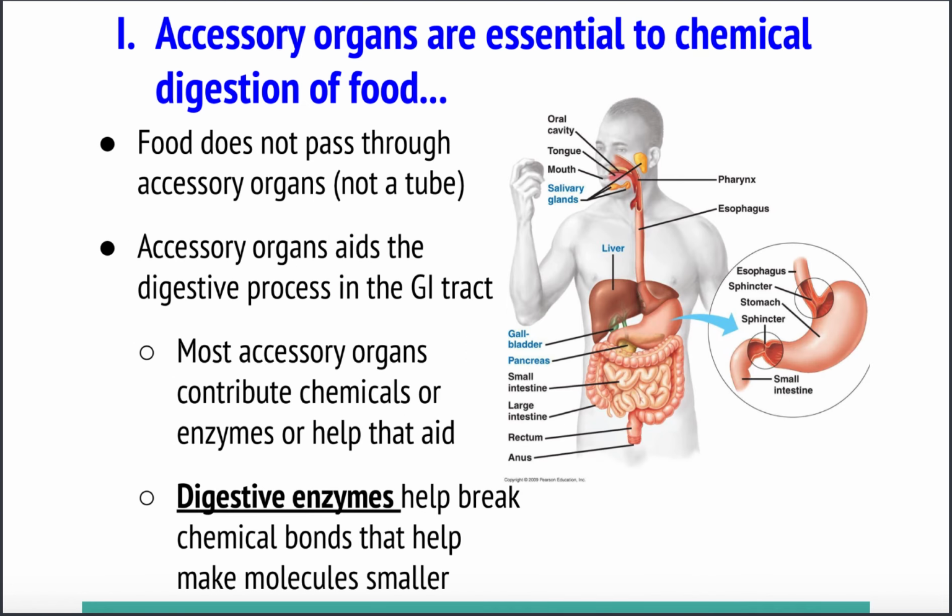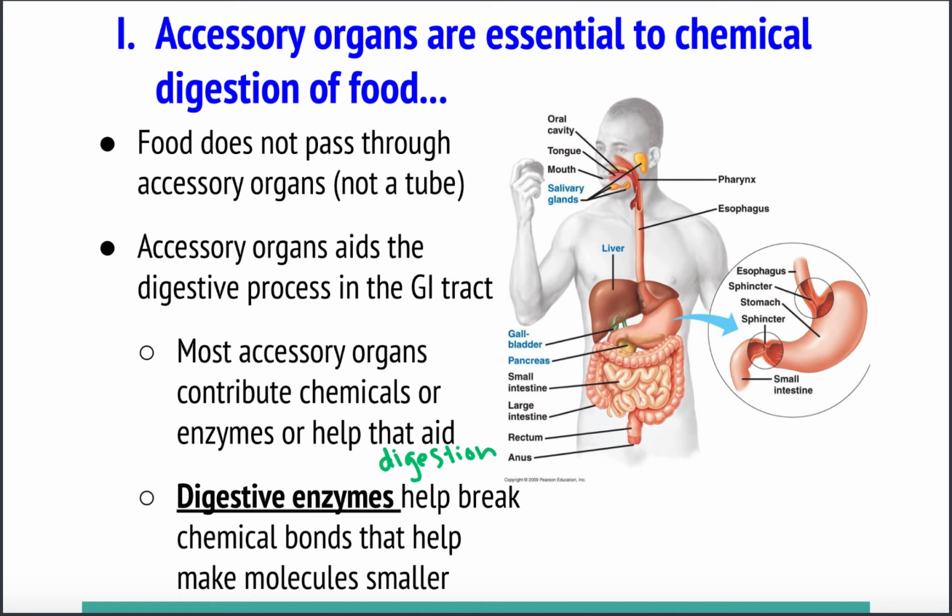Now, what makes an accessory organ an accessory organ? Basically, it's not a hollow tube organ. Food does not pass through that accessory organ, but the accessory organ can be inside or on one edge of the GI tract organ. They may aid in mechanical digestion, but a lot of the accessory organs we're going to go over contribute chemicals or enzymes that help aid that process.